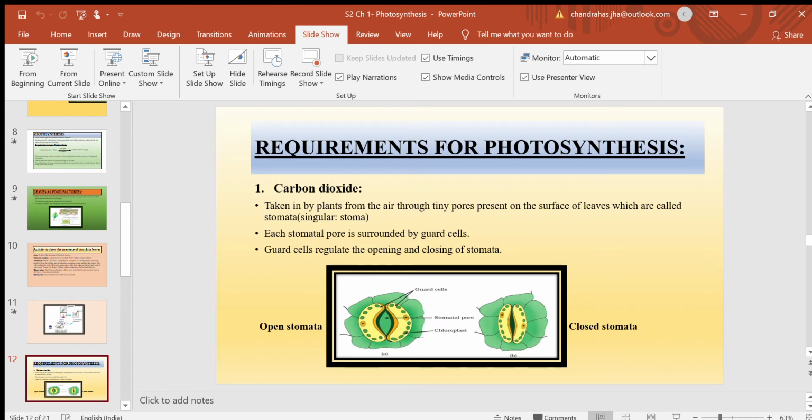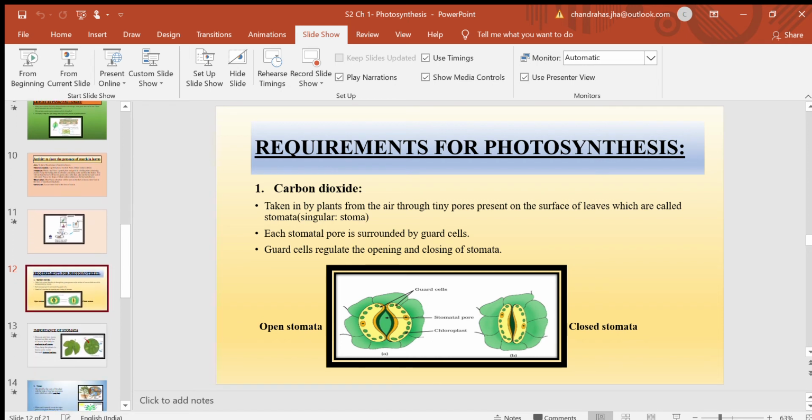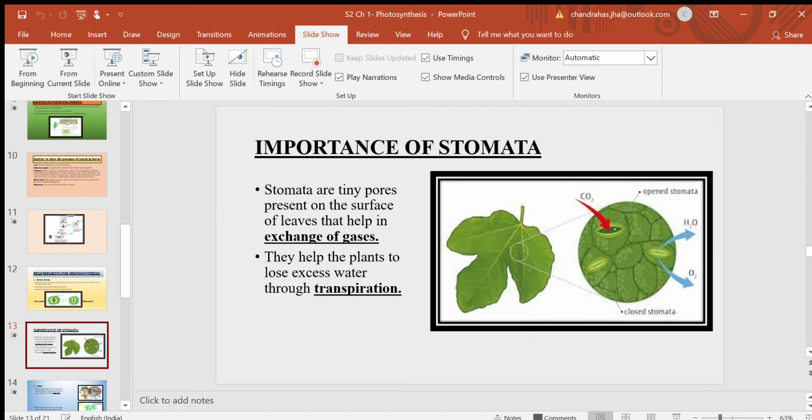Requirements for photosynthesis: carbon dioxide is taken in by plants from the air through tiny pores present on the surface of leaves, which are called stomata, singular stoma. Each stomatal pore is surrounded by guard cells. Guard cells regulate the opening and closing of stomata. Importance of stomata: stomata are tiny pores present on the surface of leaves that help in exchange of gases. They help the plants to lose excess water by the process of transpiration.